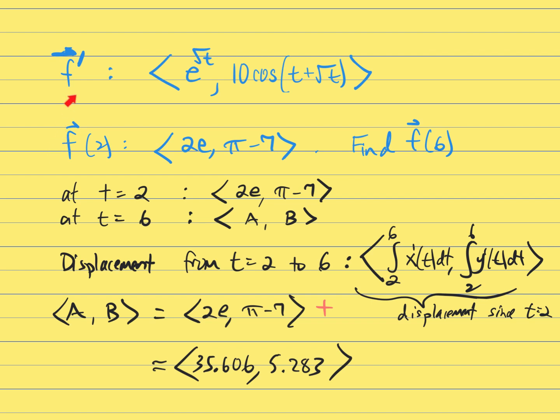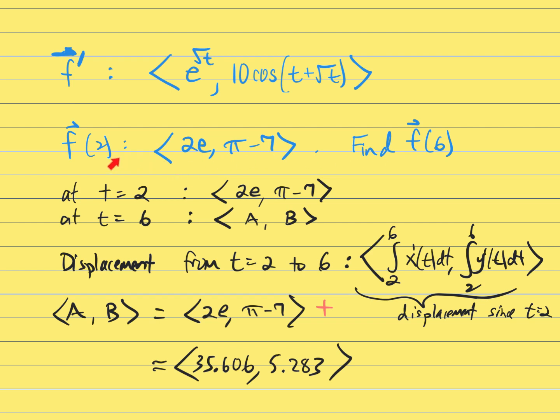All right, so they give us the instantaneous rate of change of the horizontal and vertical components of our vector, so our vector prime. And they also tell us that at t equals 2, the horizontal and vertical components of our position for the vector are right there. Where is the position when t equals 6?